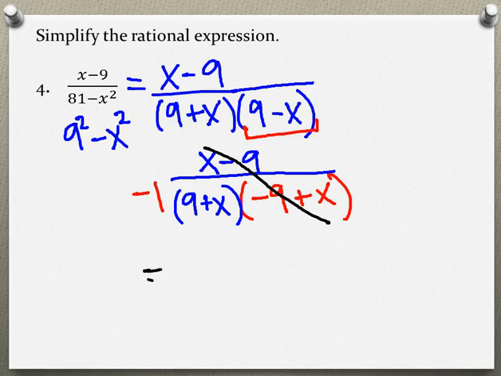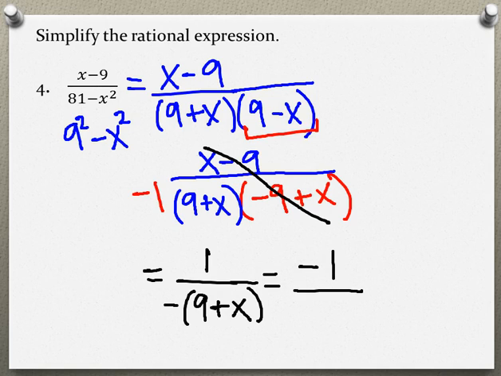Then at the top, we just have a 1 over, and then we have the negative times 9 plus x. And then finally, we can just put the negative at the top so it looks a little better. Negative 1 over, and then we don't need the parentheses at the bottom, 9 plus x.